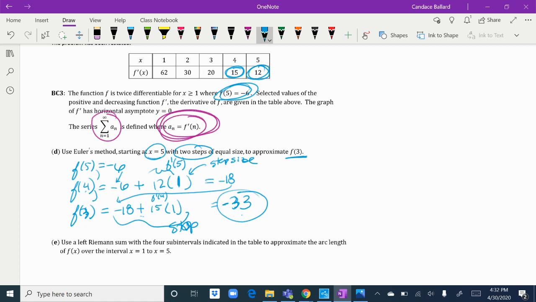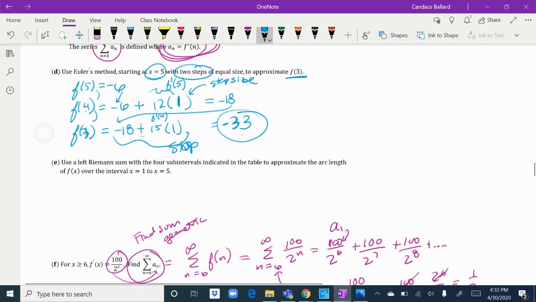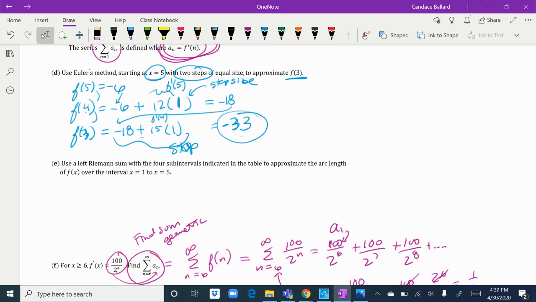All right. E is one of the craziest things you're probably ever going to see. Okay. It's a really interesting connection between AB and BC. Take a second and just skim that over. Okay, so use a left Riemann sum with 4 subintervals indicated in the table to approximate the arc length of f of x over the interval from 1 to 5. So I have to use arc length and a Riemann sum. All right, totally crazy looking.